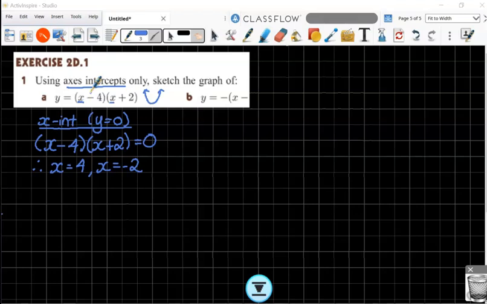Can we also get our other axis, which is our y-intercept? And we've already been through that. That's x equals 0. So when x is 0, we're saying y equals, what's 0 take 4? Minus 4. What's 0 plus 2? 2. So we get minus 8.